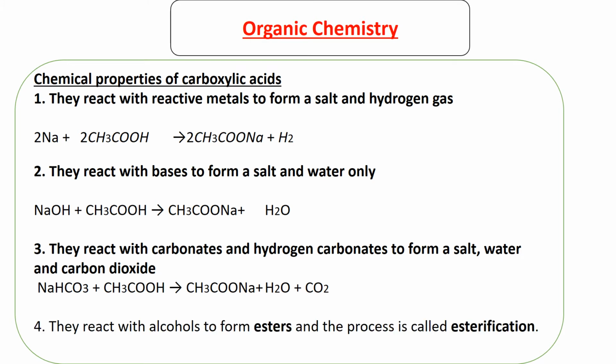Finally, the special one, they react with alcohols to form substances which are called esters, and the process is called esterification. And this marks the end of carboxylic acids, and we're going to go quickly into esters. We start esters, these substances that are formed in the process called esterification when an acid reacts with an alcohol.